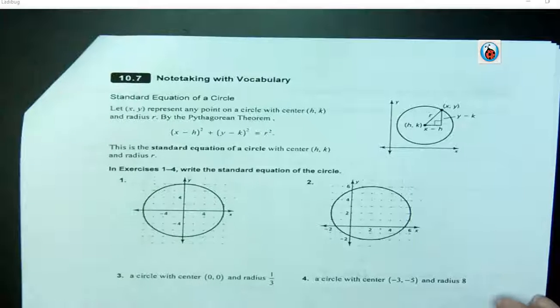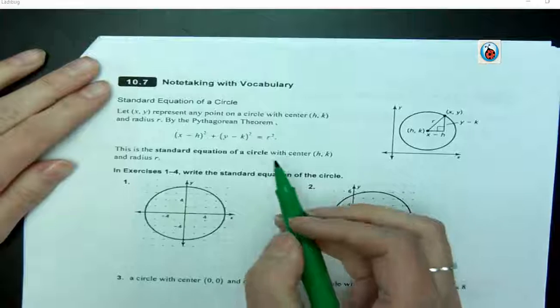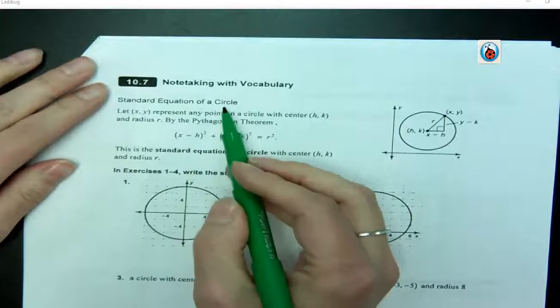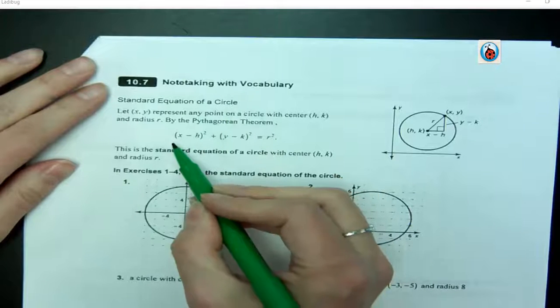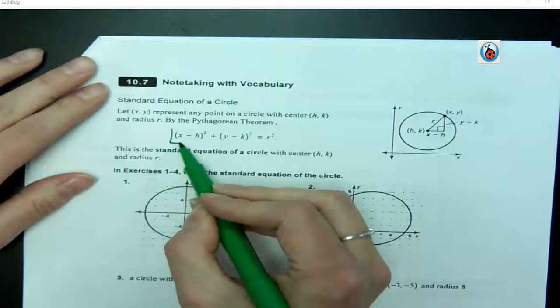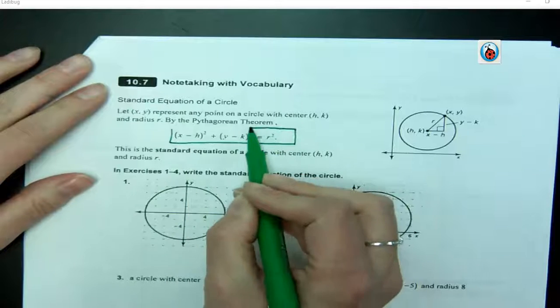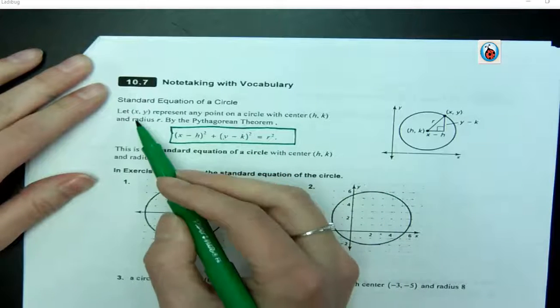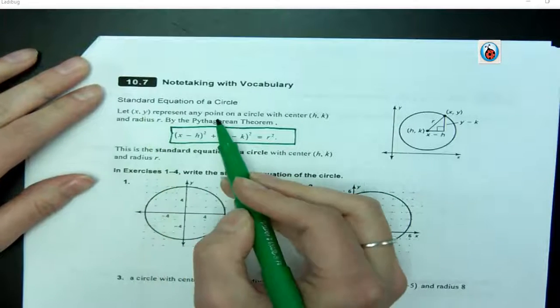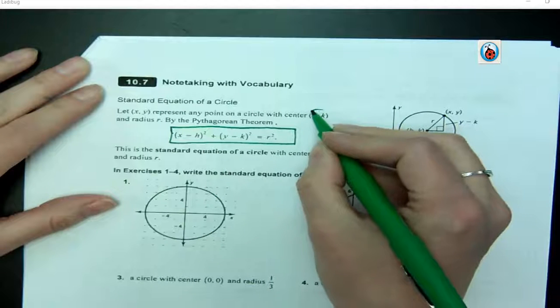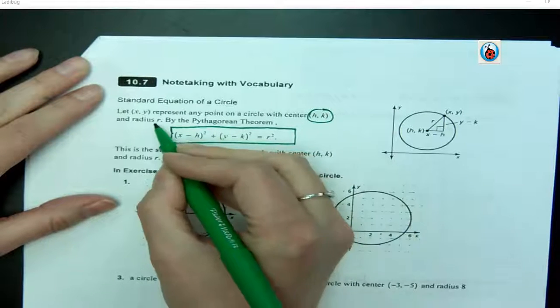Alright, so we're on to the last lesson of this unit. So this is just graphing an equation of a circle. The standard equation of the circle is this. So x and y is any point on the circle, h and k is the center, r is the radius.